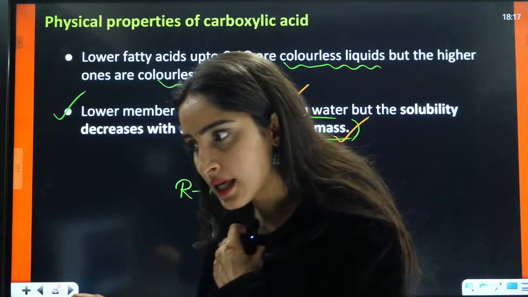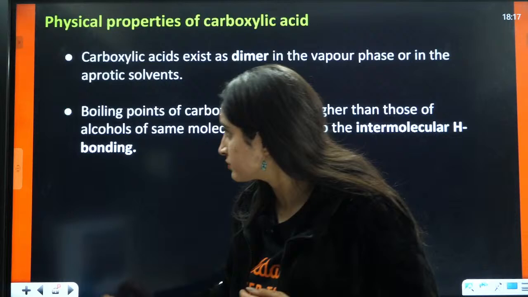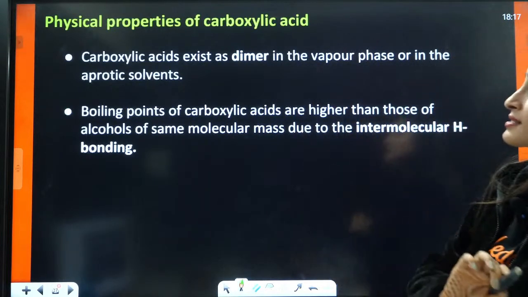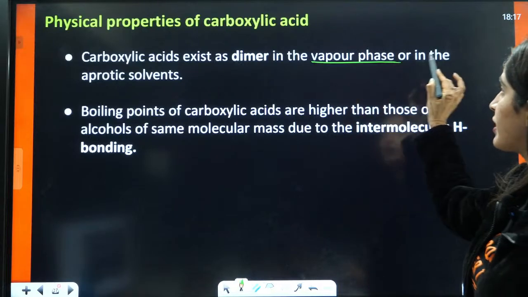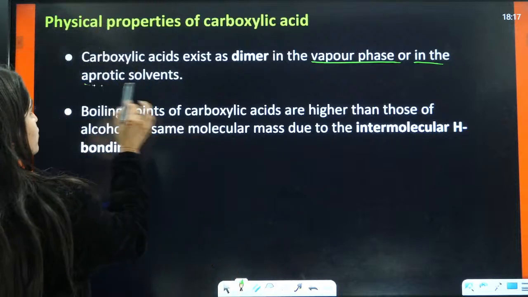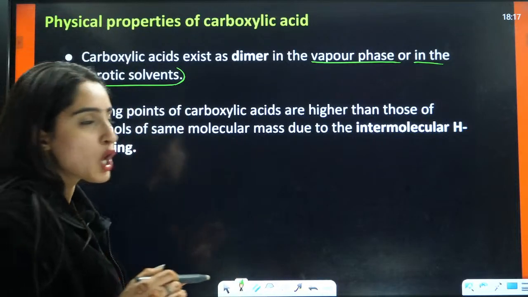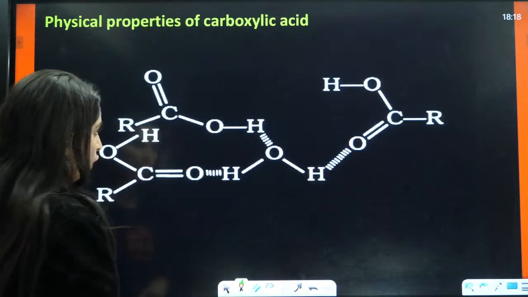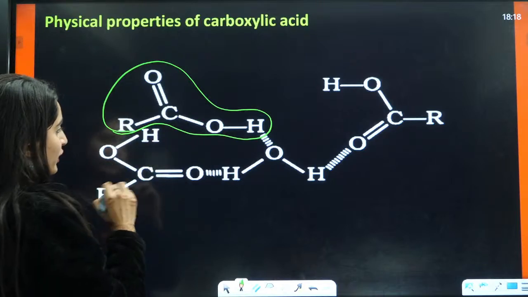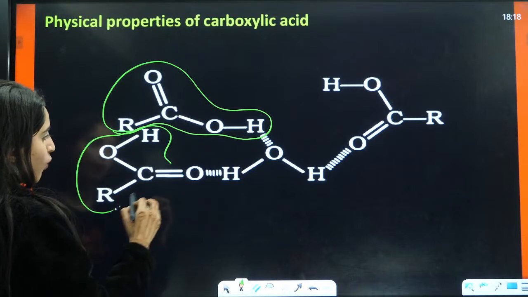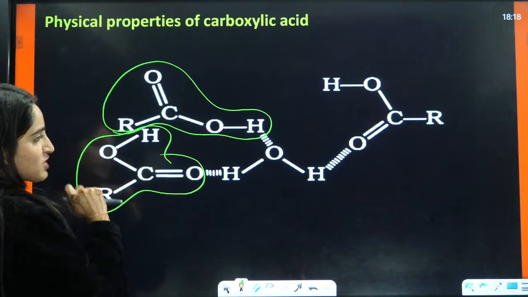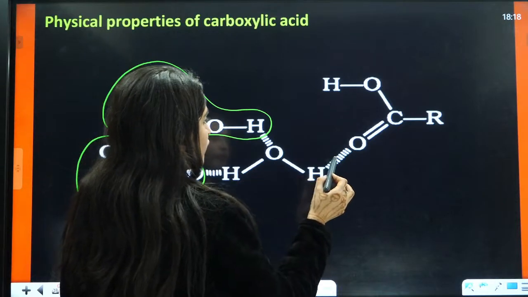Now next is, carboxylic acid exists as a dimer in the vapor phase or in aprotic solvent. Aprotic means which do not have any protons, right? So basically, if you talk about the structure here, this is your RCOOH molecule, one molecule. This is another molecule of carboxylic acid, C double bond OH. This is one more molecule of carboxylic acid.